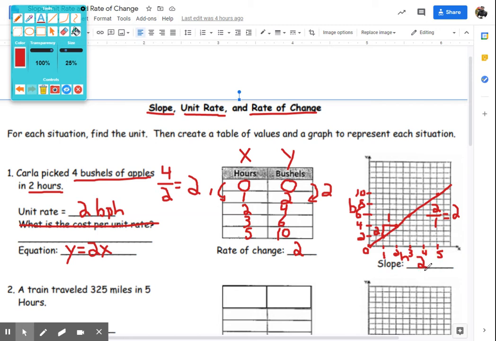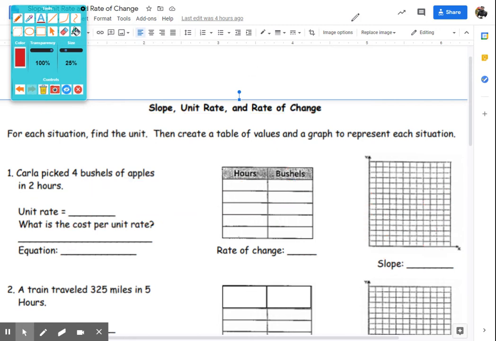And as we can see, my slope, my rate of change, and my unit rate are all the same, right? They're all 2. So when we're talking about slope, unit rate, and rate of change, it's all the same thing. We're just calling it something different. So you guys have been introduced to unit rate and rate of change. It's the same thing as slope. We're just talking about its relationship when we're looking at it on a graph. We call it slope if I'm looking at a line. All right, let's do one more, and then you guys can do the last one.